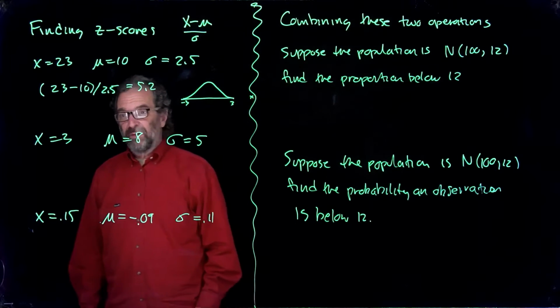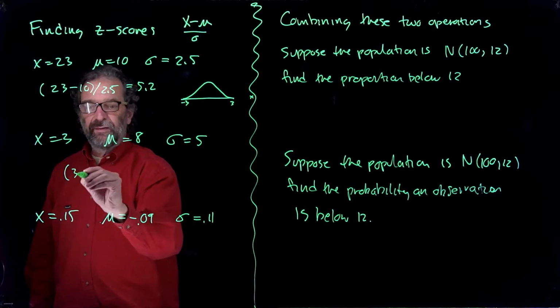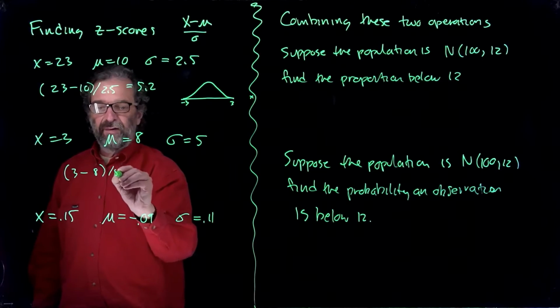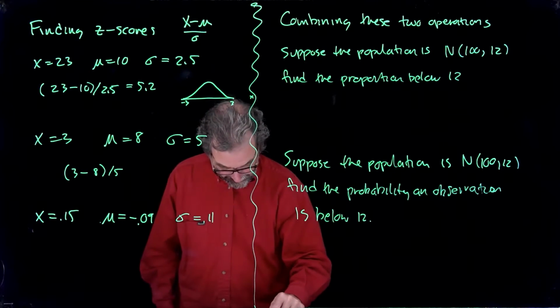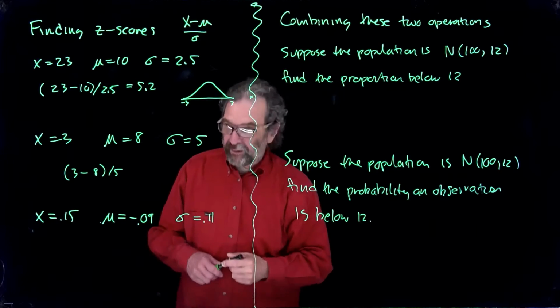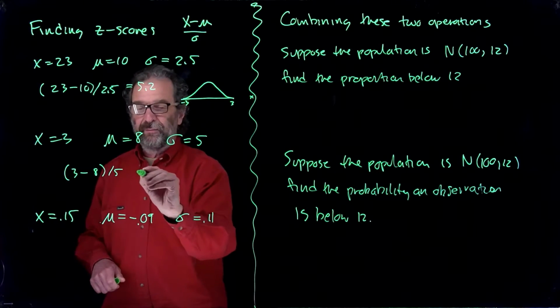Okay. Here, x is 3. You're going to do x minus mu over sigma with this, so that'd be 3 minus 8 over 5. Try it out. 3 minus 8 divided by 5. It says minus 1. Oh, that's negative 1. It is, too.